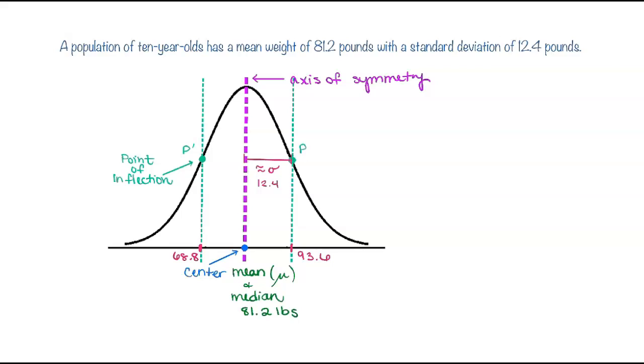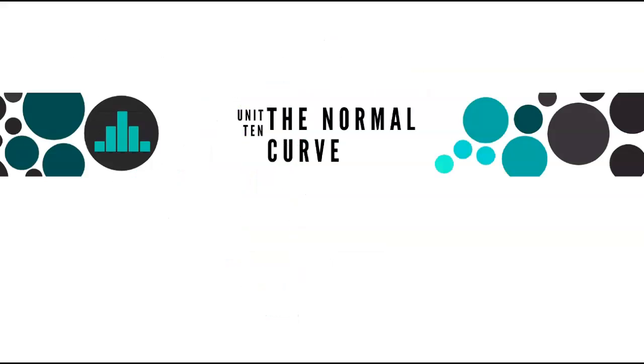The moral of the story is that we can tell a lot about a normal distribution just from the mean and the standard deviation. Those really are the key components for a normal distribution. That concludes this lecture video on the normal distribution and the key attributes of the normal curve.